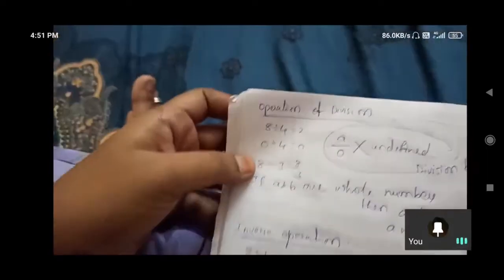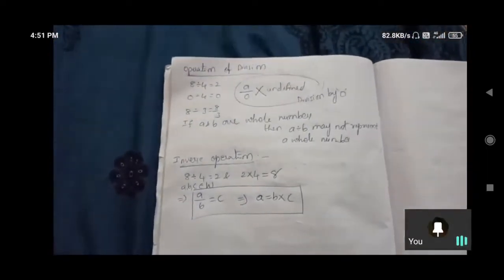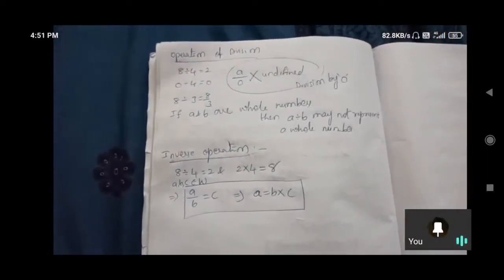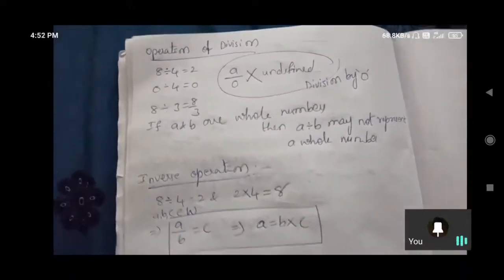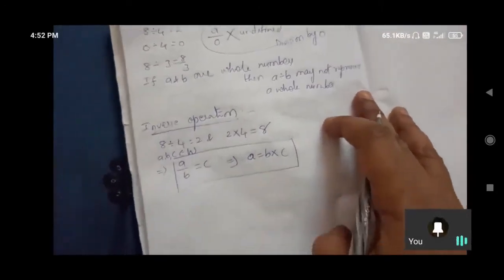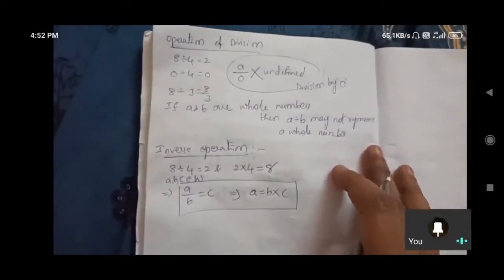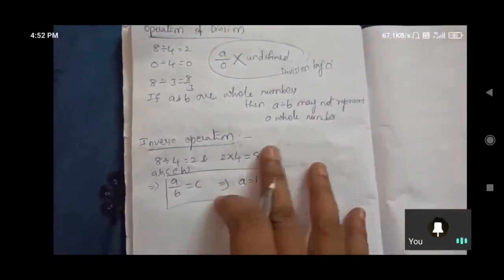And the next operation is division. Next is multiplication, meaning repeated addition. Division is inverse to multiplication. How is it inverse to multiplication? And here also we have to check the properties, or no need to check?